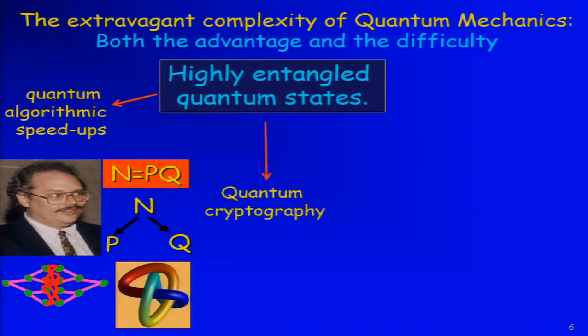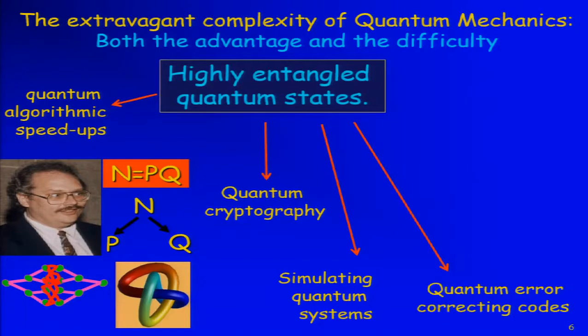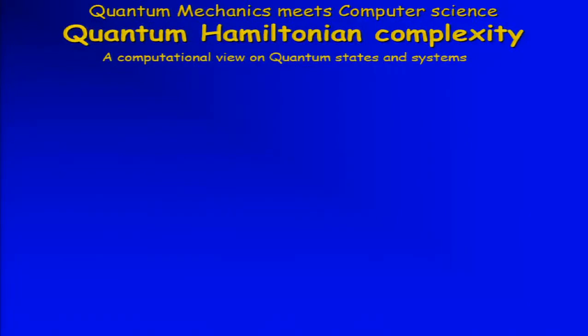So be it the security of quantum cryptography, or the questions of which quantum systems we can simulate, or the notion of quantum error correcting codes, in which it's very essential that we spread the entanglement over many particles. And it's also crucial in the difficulties of implementing quantum computation. So understanding highly entangled quantum states is really at the heart of both the things that we can achieve in quantum computation, and it's also at the heart of the difficulties that we encounter. And this is really what quantum Hamiltonian complexity is about. It's the study of quantum states and quantum dynamics of those states from a computational point of view.